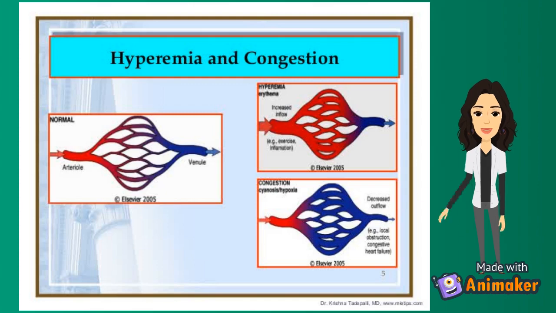This is one of the topics of basic pathology, fluid and hemodynamics. The topic of today's tutorial is hyperemia and congestion. What does it look like? It is a capillary, or maybe it looks like a capillary. This side of the capillary is known as arteriole, and this side of the capillary is a venule.